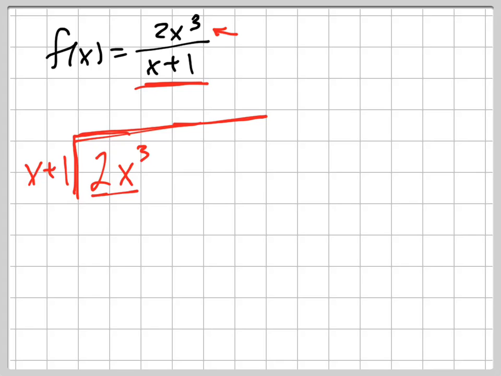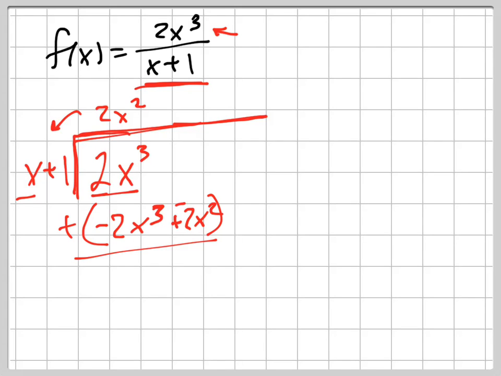So how many times does this go into this? 2x squared times. And when I multiply that here, I get 2x cubed plus 2x squared. When I subtract that, distributing the negatives in, I get negative 2x squared. And how many times does this go into this? Minus 2x times.